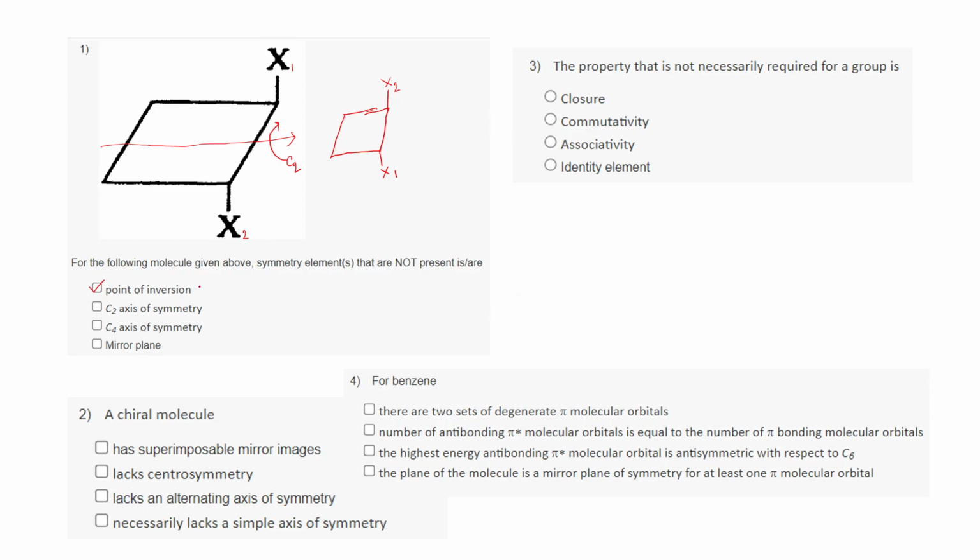C4 is not there. C4 is not there, yeah. So it is also a correct option, meaning here the correct option that is not present. What about a mirror plane?